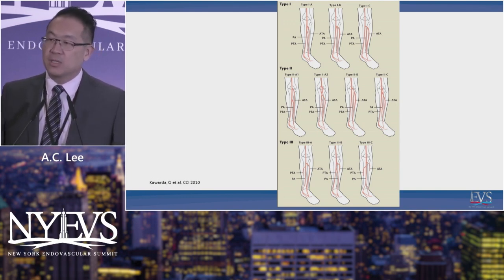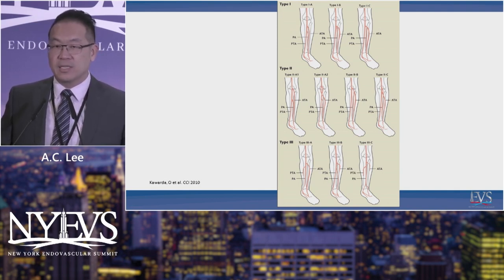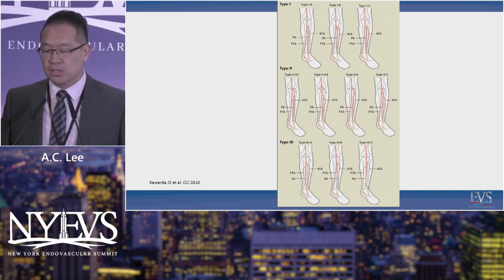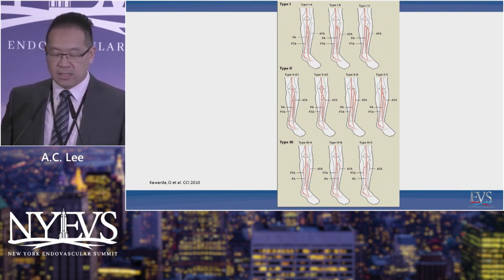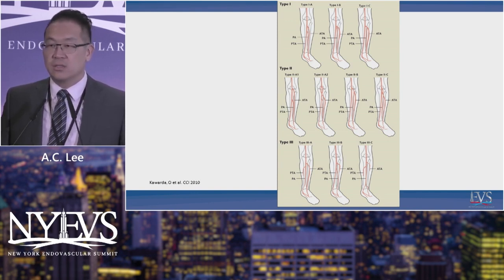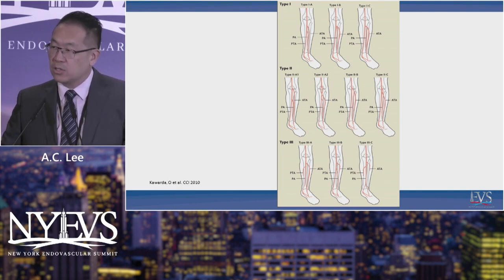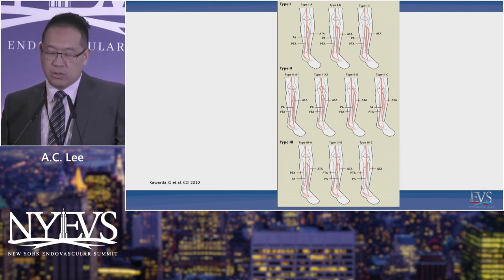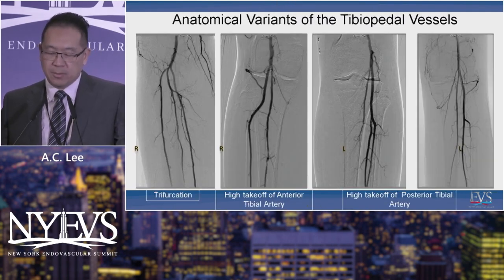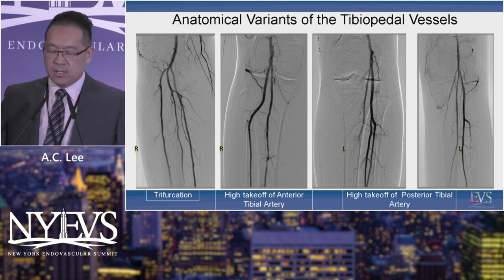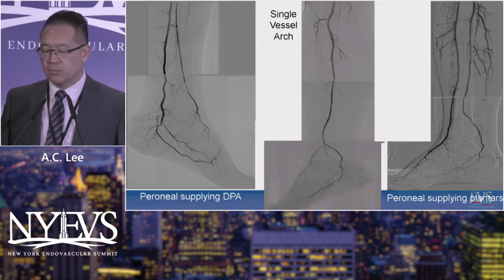Tibial anomalies are very, very prevalent. About 10% of the patients in the population have a tibial anomaly. And I think it's important, especially when you're dealing with disease and chronic total occlusions, to suspect a tibial anomaly when things aren't going the way you think they should be, or your wire or catheters are not tracking where they should be. So here are some examples from our lab of different anomalies, the true trifurcation, high takeoffs of either the anterior tibial artery or the posterior tibial artery.